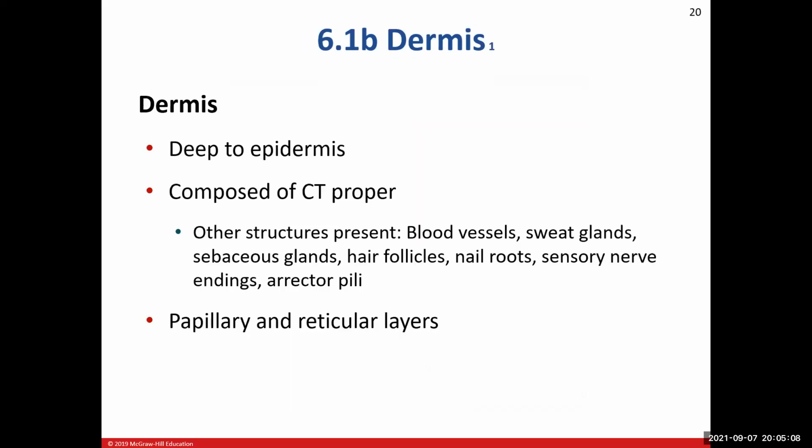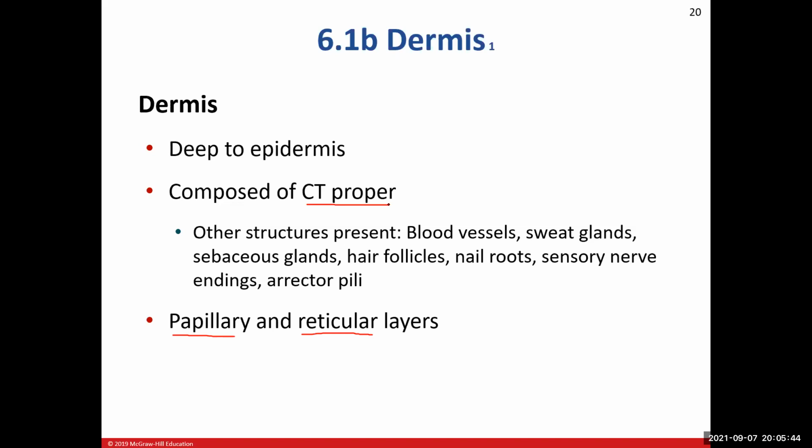All right, the epidermis is the outer layer. Let's talk about the dermis, the deeper layer here. The dermis is going to be made up of two sublayers, which we call the papillary layer and the reticular layer. And in the dermis, we are going to see our CT proper, connective tissue proper. And so we'll talk about all the different types of connective tissue that we're going to see there.